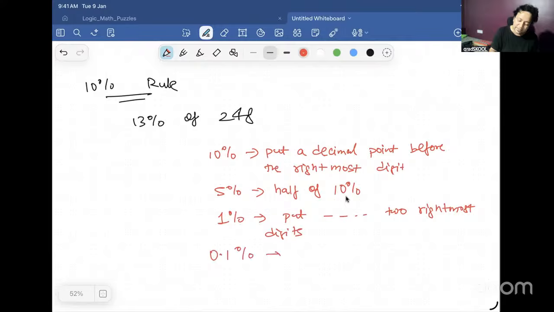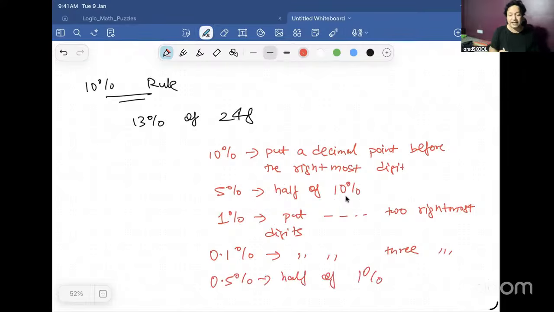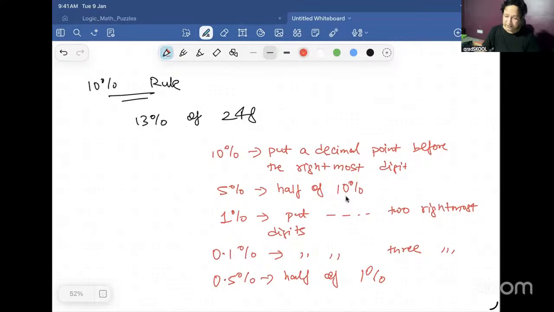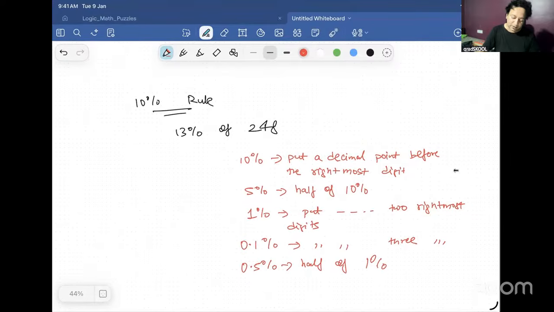0.1% will basically be what? Put it on three rightmost digits, and so on. So basically, if you want to calculate 0.5%, you just have to take the half of 1%. Now, this is something which helps you in case you don't get any familiar percentage, you're going to use this. Is that clear? So 13%.